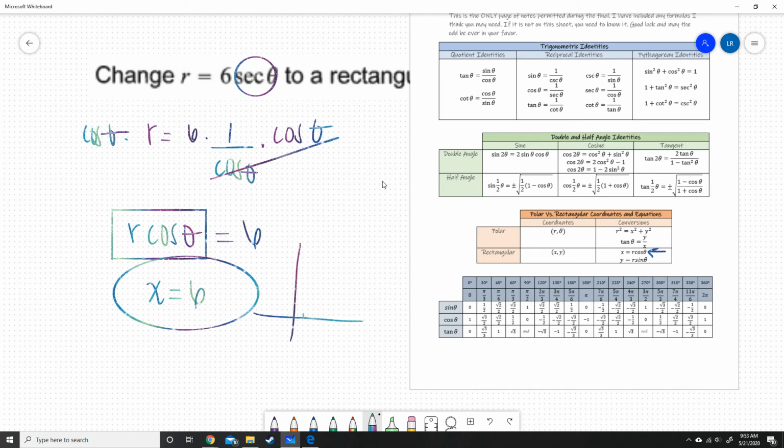It looks like this: 1, 2, 3, 4, 5, 6. That's what our equation is. We no longer have an r, we no longer have a theta, and therefore we know that we are done.